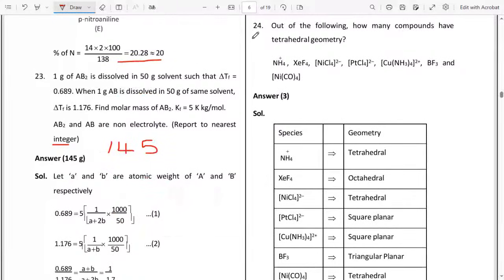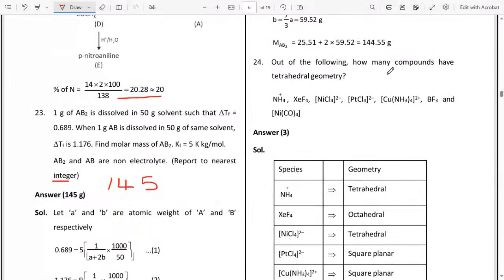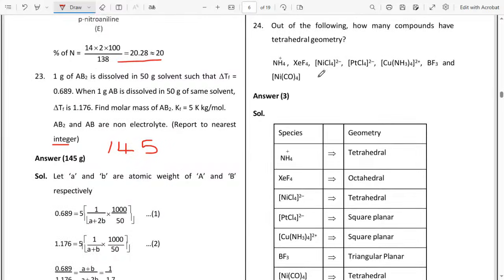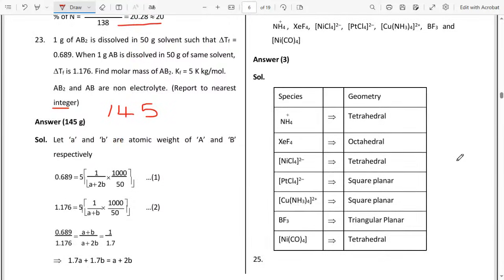Yes, question number 24. Out of the following, how many compounds have tetrahedral geometry? Yes, so here how many compounds have they given? 1, 2, 3, 4, 5, 6 and 7. 7 compounds are given, and just write down the geometry of all these compounds. So NH4 plus is tetrahedral, so 1. Xenon tetrafluoride is octahedral, no need.